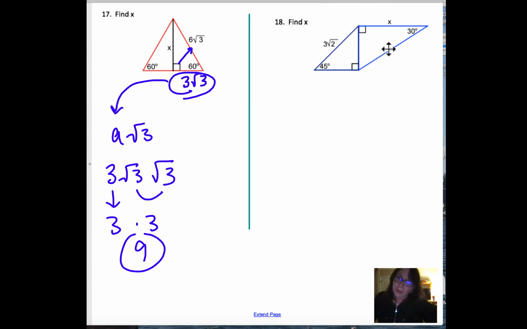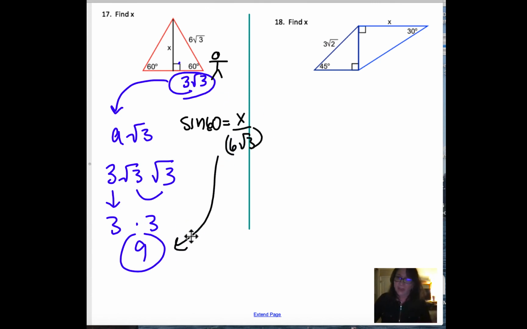For this problem here, before I forget, I did want to say this. Had I not done this, and had I just put myself at this angle right here, I could have used sine and said sine of 60 degrees is equal to the opposite side over 6 root 3, and then cross multiplied, and I would have gotten the same value.